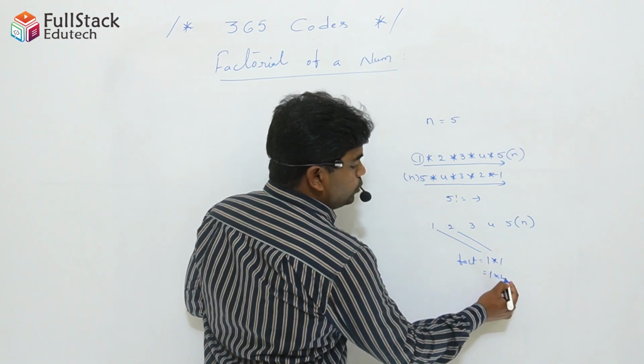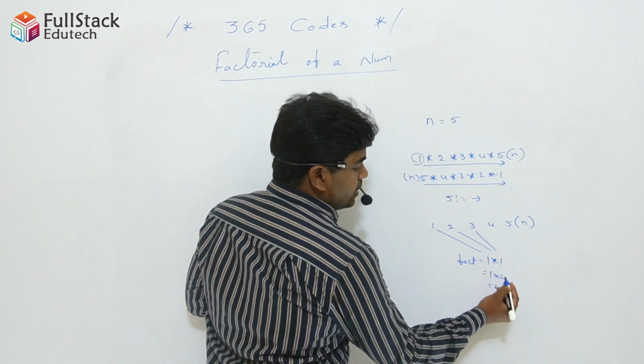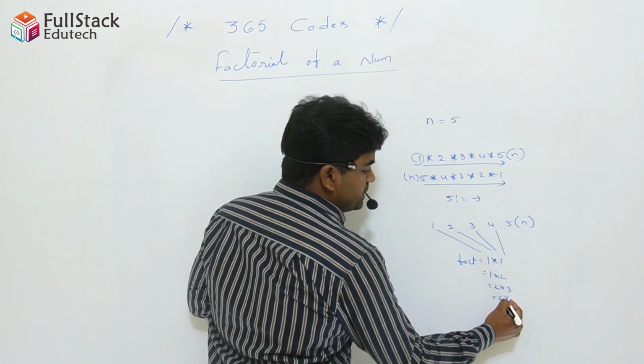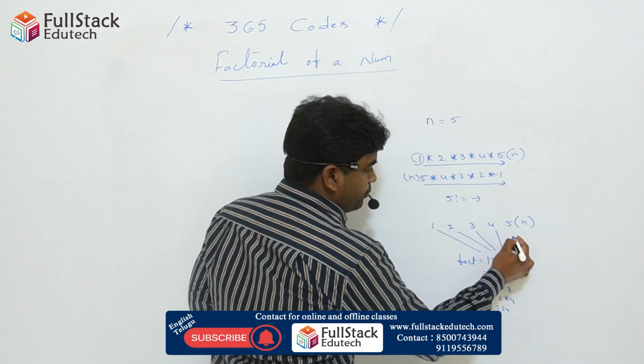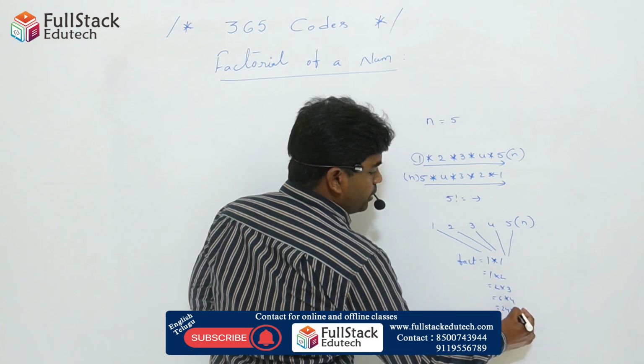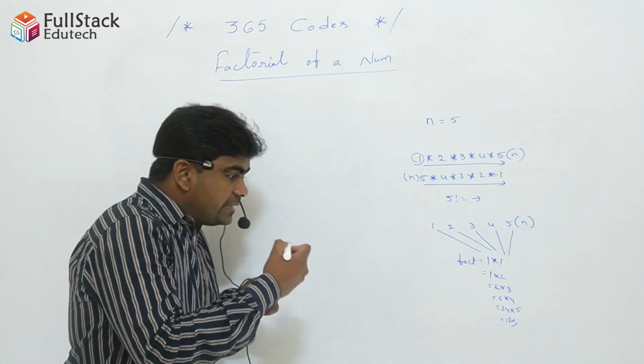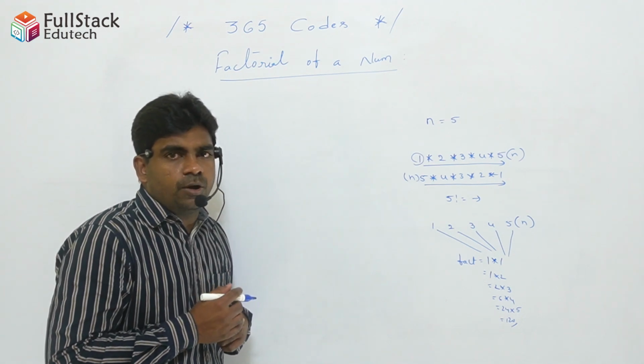Next 1 into 2 is 2. Next 2 into 3 is 6. 6 into 4 is 24. 24 into 5 is 120. We are just performing the multiplication operation.